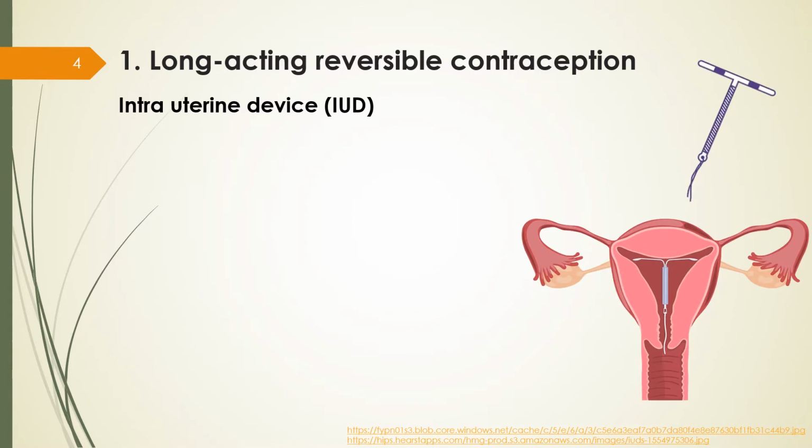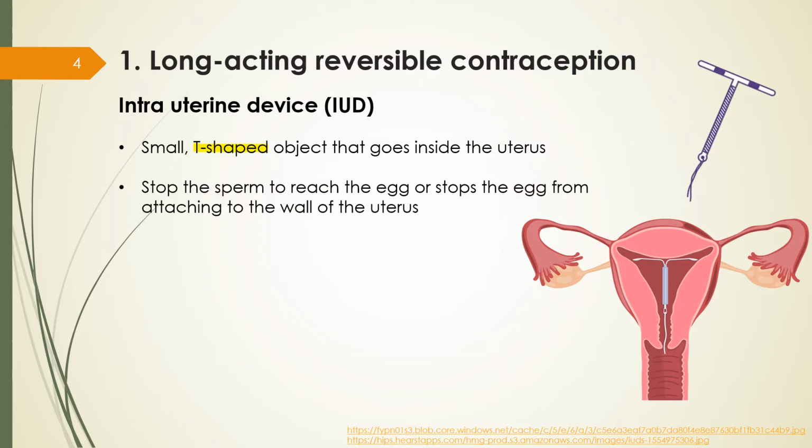The IUD, the intrauterine device, is a small T-shaped device, like you can see here, that goes inside the uterus. Here you can see a picture of a uterus with this device inside. This small T-shaped object goes inside the uterus. What it does is stop the sperm from reaching the egg, or stop the egg from attaching to the wall of the uterus, okay? So when you have this device inside, what is it gonna do?